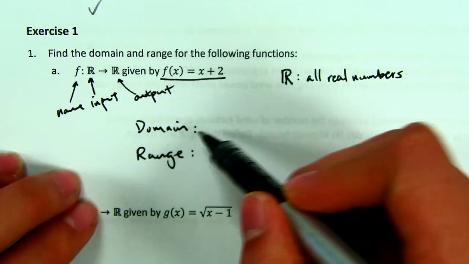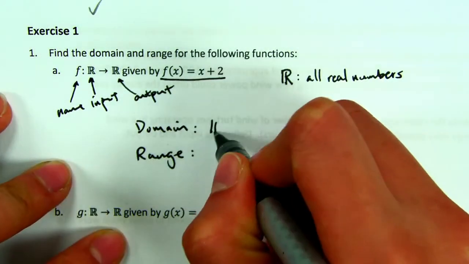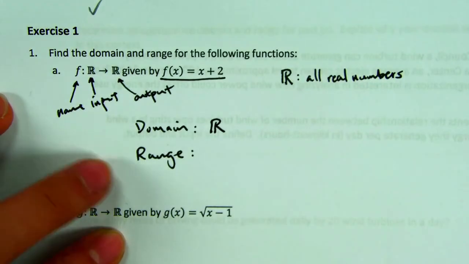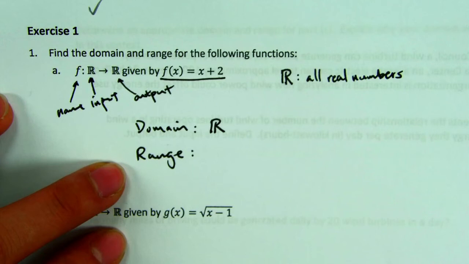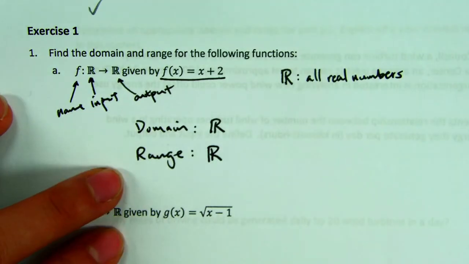And if not, then all real numbers would be my domain. So my domain is all real numbers. Taking a look at the range, is there any number I cannot get back out from x plus 2? Nope, there's no restriction, so I'm going to go ahead and also put all real numbers. And you are done defining the domain and range of this function.